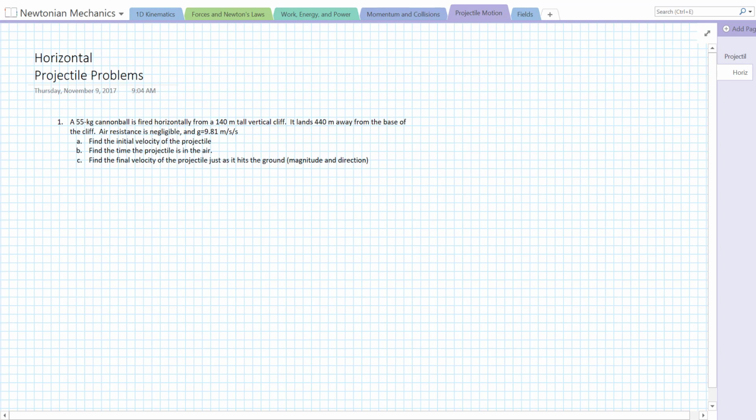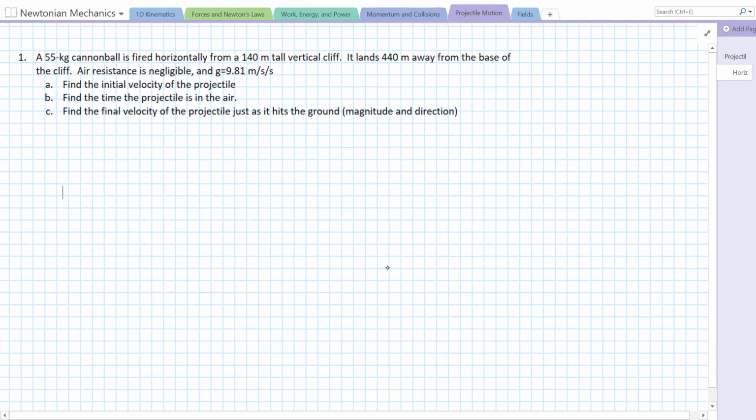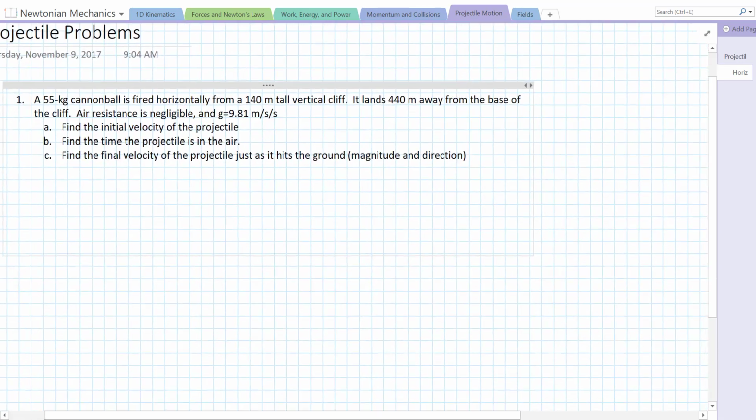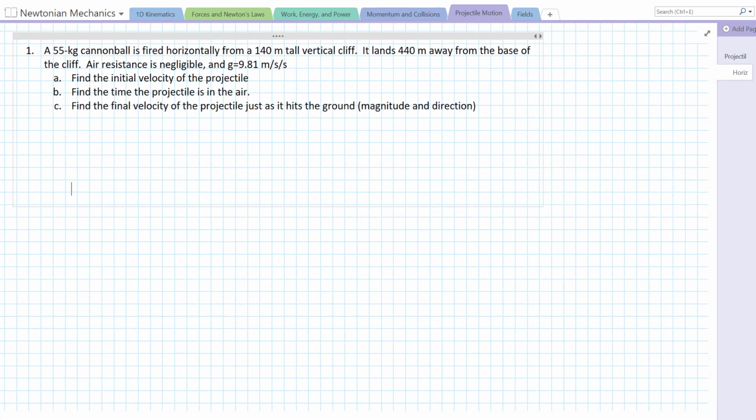Let's take a look. A 55 kilogram cannonball is fired horizontally from a 140 meter tall vertical cliff. It lands 440 meters away from the base of the cliff. Air resistance is negligible, and g equals 9.81 meters per second per second.